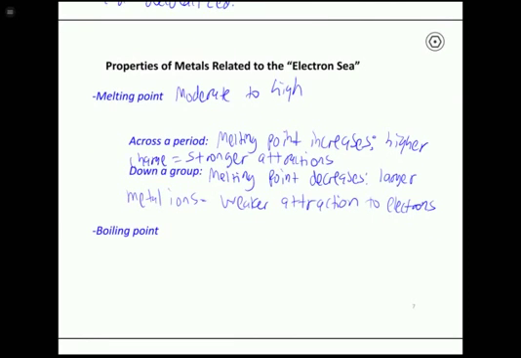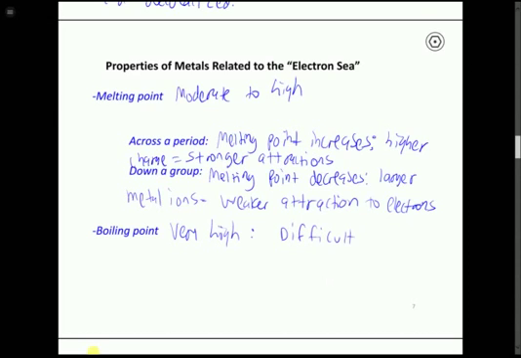Now the boiling points of metals are very high, because if we're boiling something, remember we're taking it into the gas phase. And to take metal atoms into the gas phase, we have to completely break all of the forces of attraction between the nuclei and the sea of electrons. So this requires a lot of thermal energy, and it's very difficult for the cations and the valence electrons to completely separate themselves from the rest.